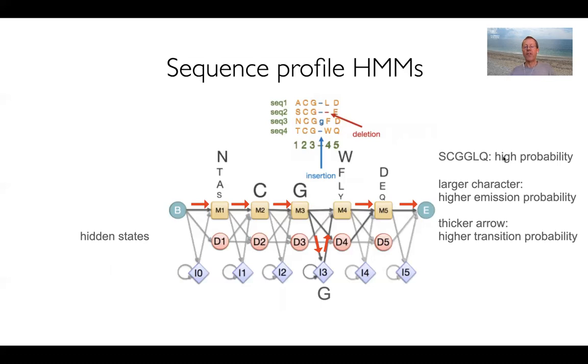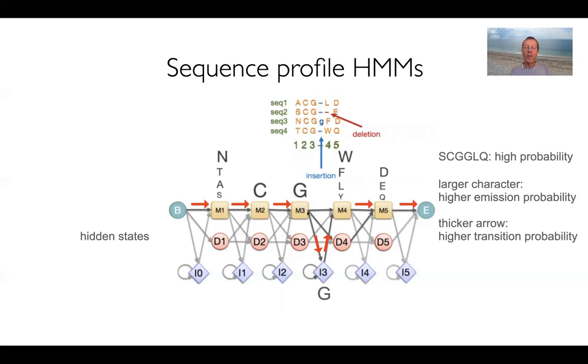Let's try one other example, S, C, G, G, L, Q, and ask how well that fits. Well, we do the same thing. We start out here. We take the most probable route first. Serine has a good emission probability, looks fine. Cysteine looks fine in M2. Glycine looks fine in M3. But now if we transit to M4, which is a pretty high transition probability, the emission probability for glycine in M4 is low. So that would reduce the score for this particular sequence.